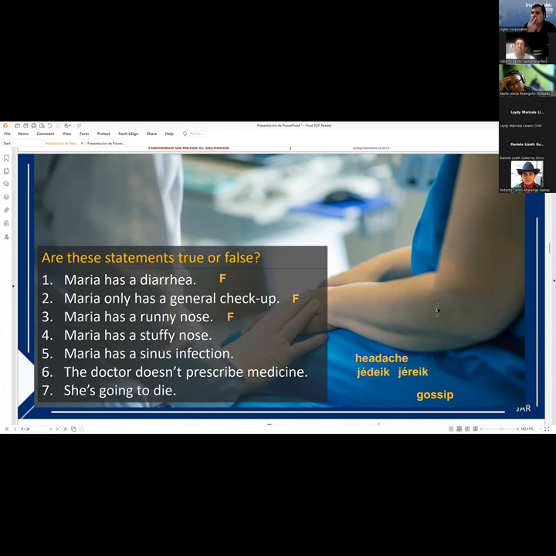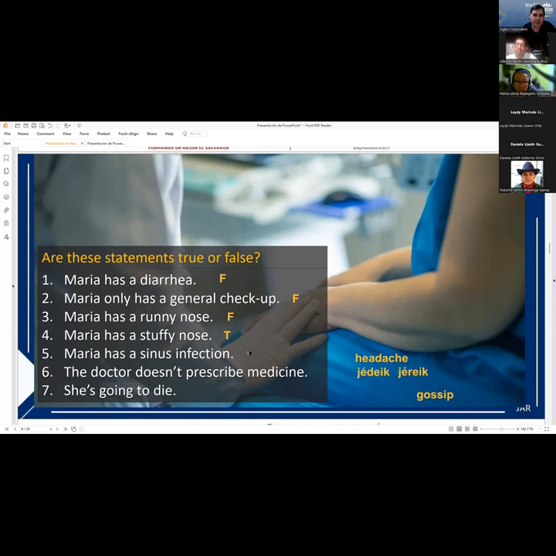False is because it's not runny nose. She doesn't have a runny nose. She has a stuffed or stuffy nose. Stuffy nose. What's the meaning? That the nose is blocked. It has some substance in the nose. The person cannot breathe. No air path. So, Maria has a stuffy nose. True.